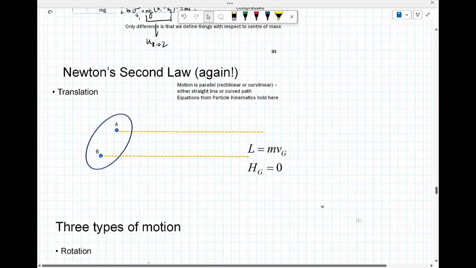Momentum, again, momentum tends to be the hard part in this course. So linear momentum, L equals m v_G. For translation, H_G equals 0.